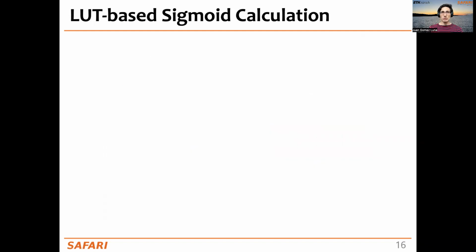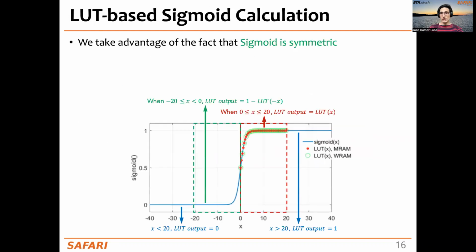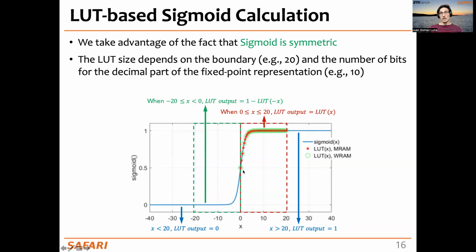With respect to the LUT-based sigmoid calculation, we take advantage of the fact that sigmoid is symmetric. So this means that we only need to store in the LUT half of the values, and the LUT size is going to depend on the boundary. In this example, it is 20, and the number of bits for the decimal part of the fixed point representation we are considering is 10 here. For this particular example, the size of the lookup table will be 40 kilobytes, and this means that it can fit either in the WRAM, which is a scratchpad, or in the DRAM bank.